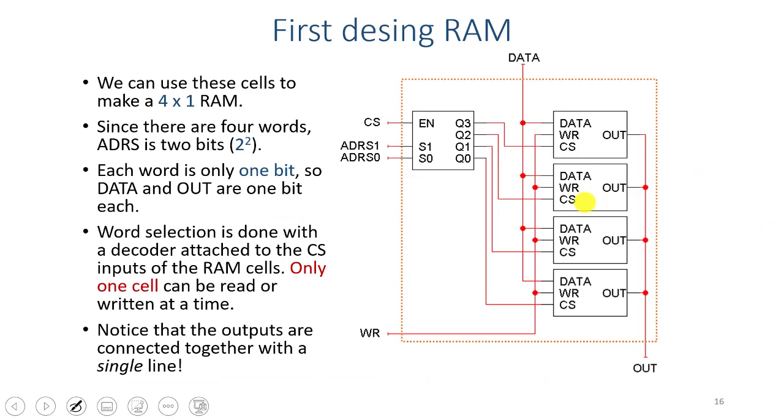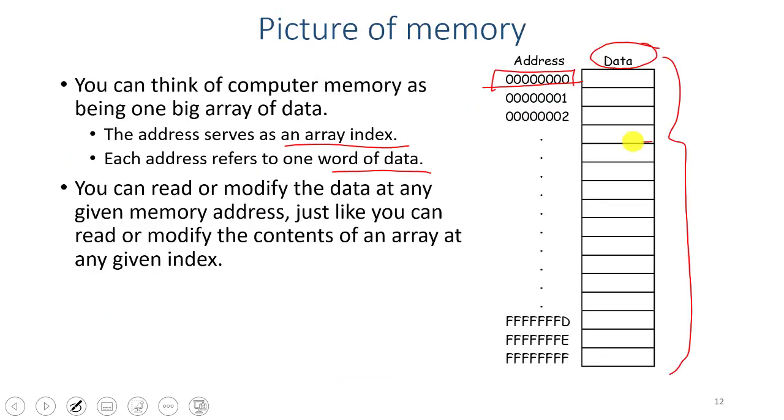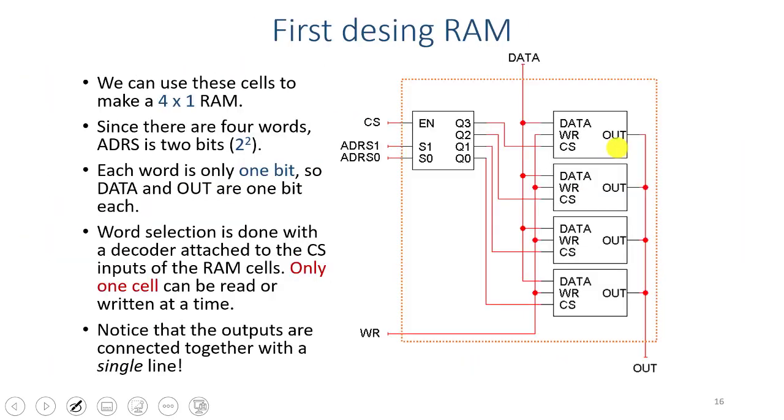Next step is how to design a RAM. Now, we can use these cells to make a 4x1 RAM. 4x1 means what? It means I have 4 memory locations. Coming back here, these are 4 memory locations, and each memory location can hold 1 bit only. So this is my bit holding module.